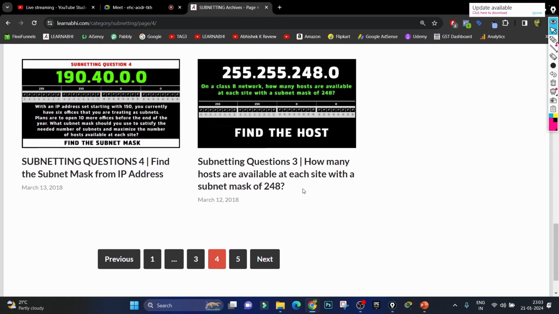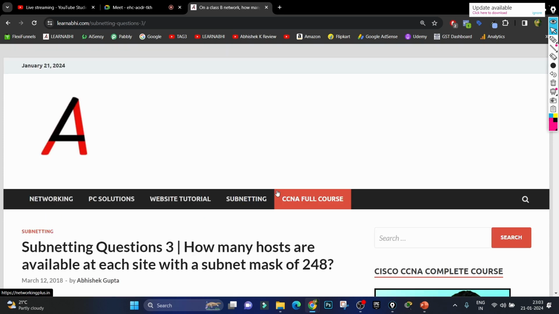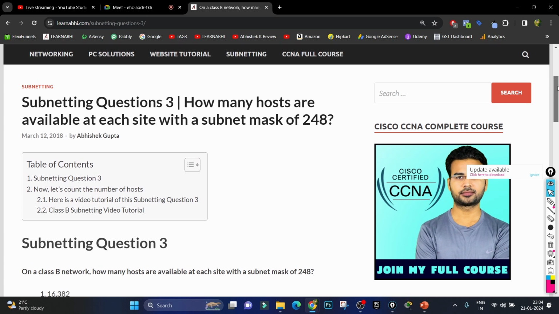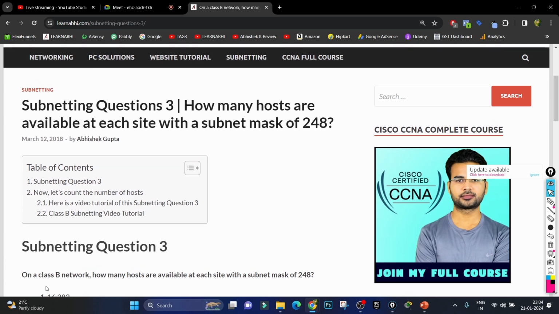Question number 3. Here you can see the question. The question is: on a class B network, how many hosts are available at each site with a subnet mask of 248? Tell me. On a class B network, how many hosts are available at each site means on each subnet how many hosts you will get with a subnet mask of 248.